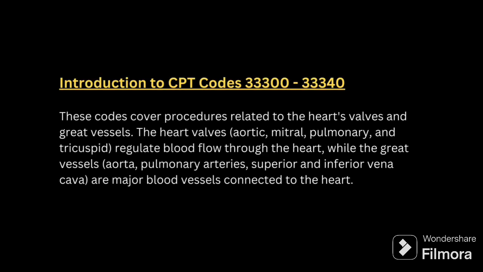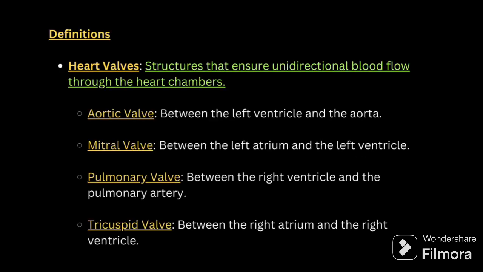So first we'll start with introduction. The code series 33300 to 33340. These codes cover the procedures related to the heart valves and great vessels. The heart valves are aortic, mitral, pulmonary and tricuspid, which regulate blood flow through the heart. Definition for heart valves: structures that ensure unidirectional blood flow through the heart chambers.